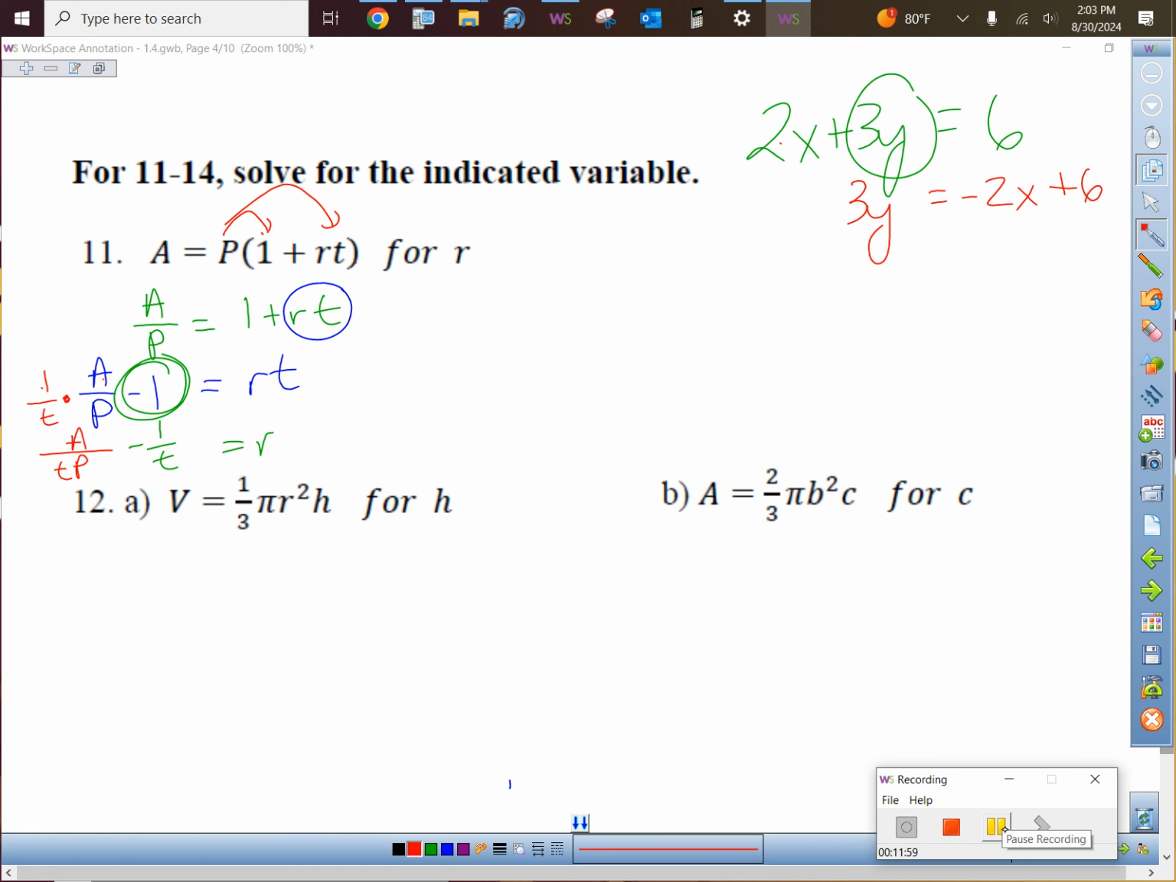Number 12. Test question. Excuse me, I had to clear my throat there. Number 12. They want us to solve that for h. I have a question for you. Before we get going, how many terms do you see? Let me refresh your memory. Terms are separated by addition, subtraction, or equal signs.